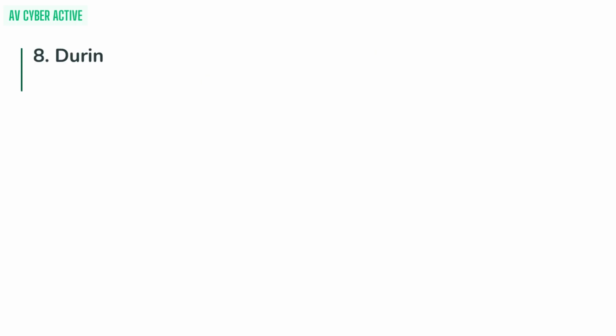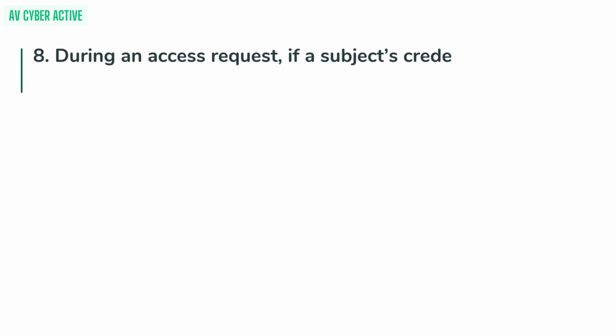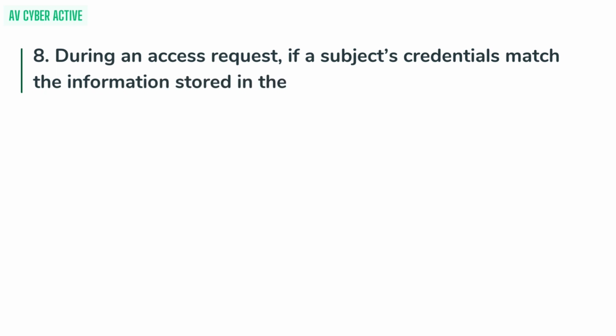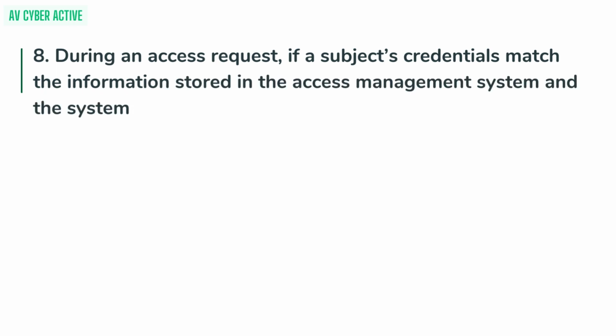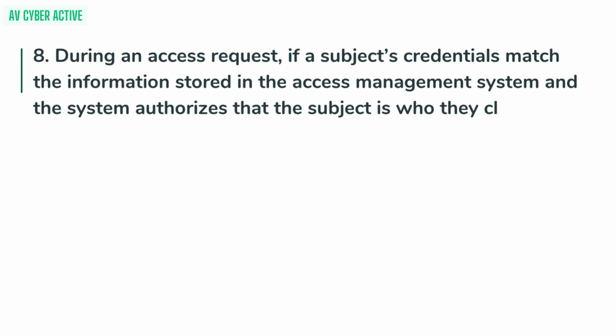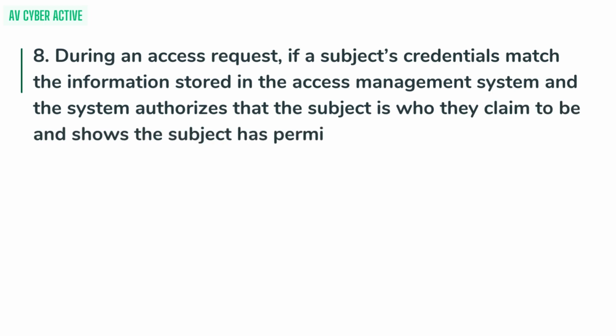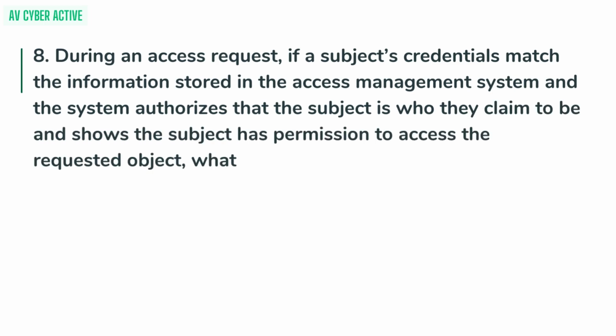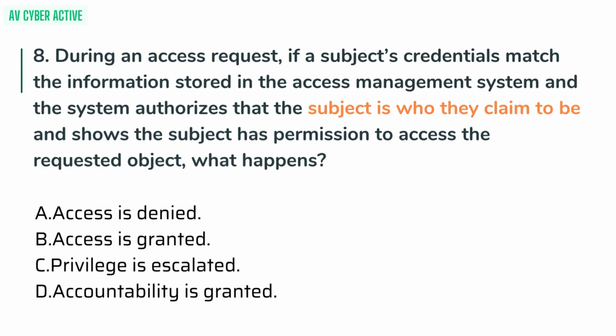8. During an access request, if a subject's credentials match the information stored in the access management system and the system authorizes that the subject is who they claim to be and shows the subject has permission to access the requested object, what happens? A. Access is denied. B. Access is granted. C. Privilege is escalated. D. Accountability is granted. B is correct.